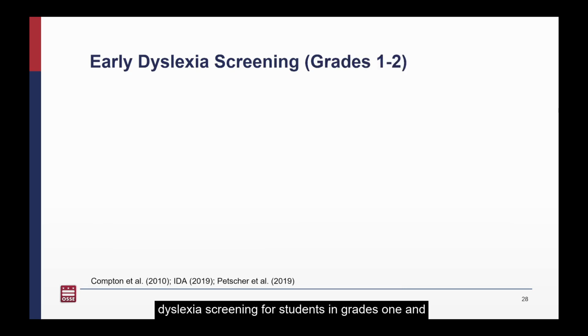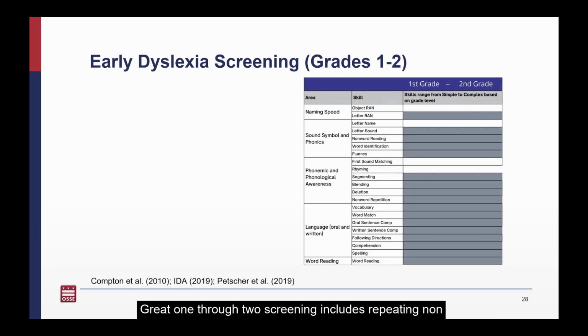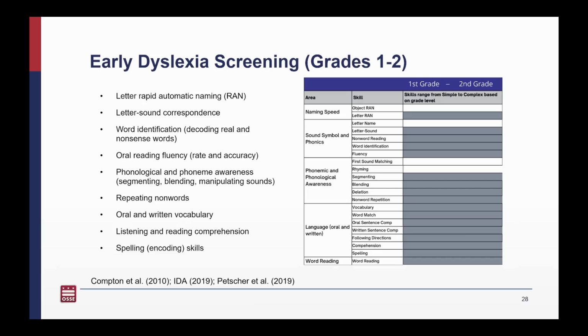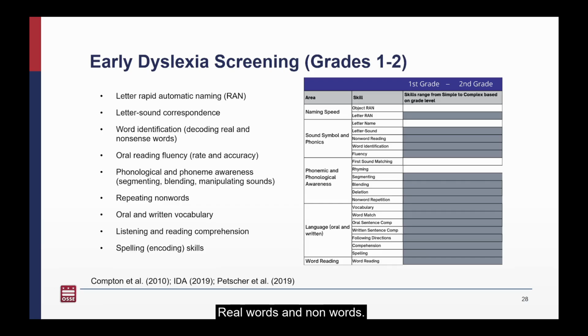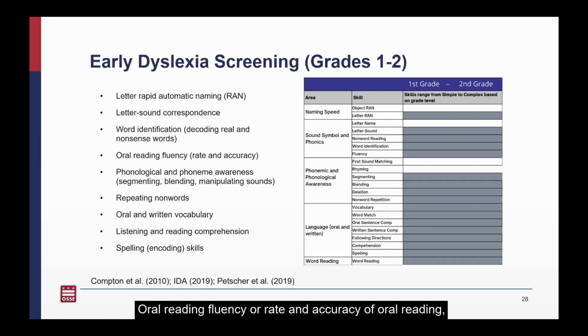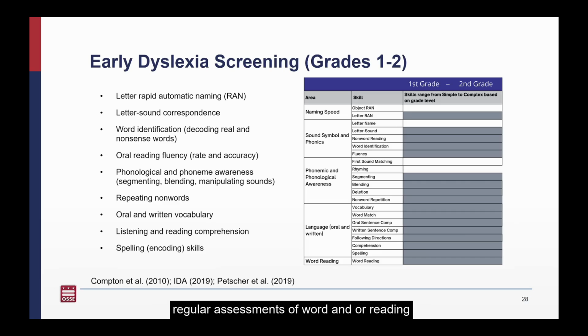Dyslexia screening for students in grades 1 and 2 may include tasks in phoneme awareness and segmentation, and also be expanded to include manipulating letter sounds within words. Grade 1 through 2 screening includes repeating nonwords, understanding and using oral and written vocabulary, word recognition, and fluency. In second grade, assessment includes whole word identification, i.e., real words and nonwords, oral reading fluency, or rate and accuracy of oral reading, listening and reading comprehension, and spelling. Grade 1 and 2 students should receive regular assessments of word and/or reading fluency to identify challenges with reading fluency, and for potential problems with reading comprehension.